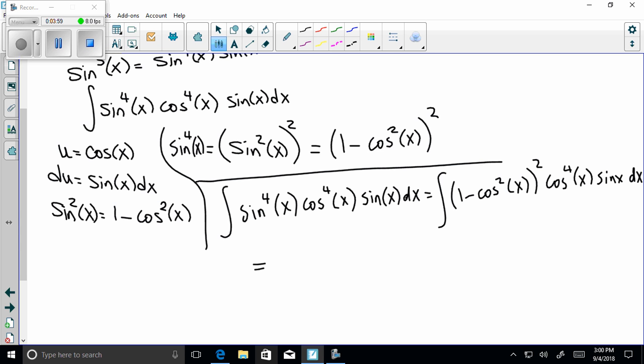Now let's go and substitute u's in. So this is the integral of 1 minus, instead of cosine squared x, what do I write? U squared. Then I have another 2 up here. Instead of cosine to the power 4x, what do I write? U to the 4. And then instead of sine x dx, what do I write? Du.